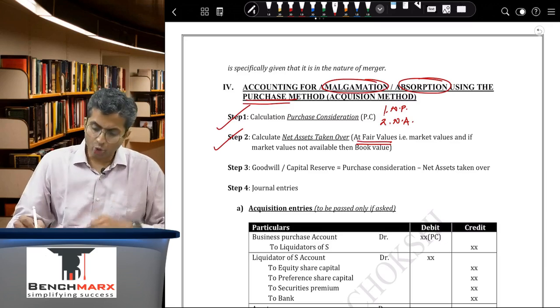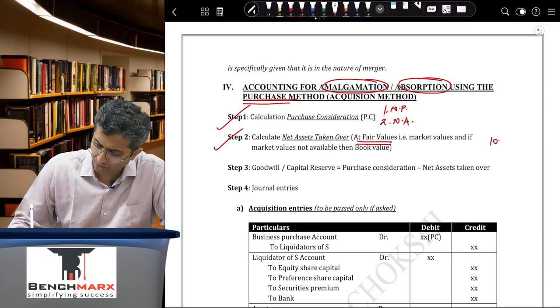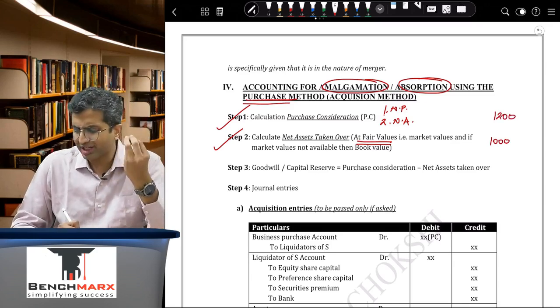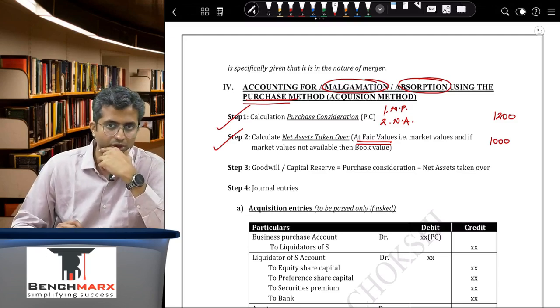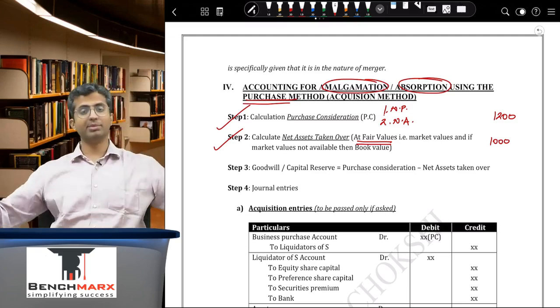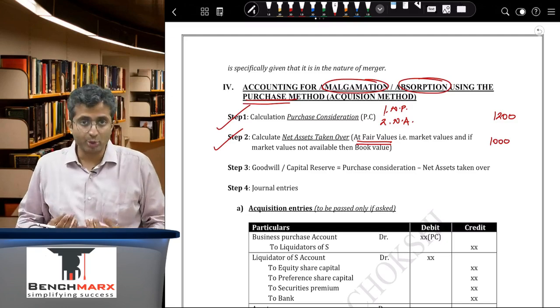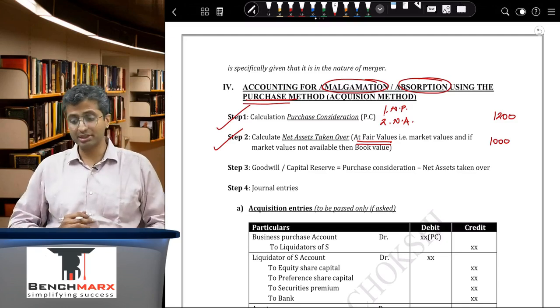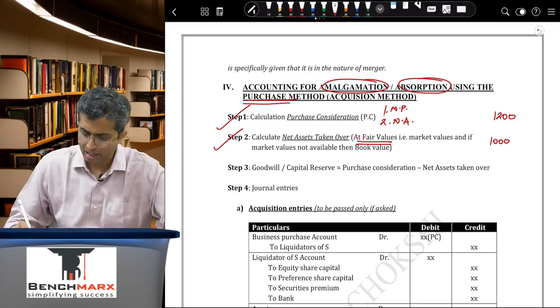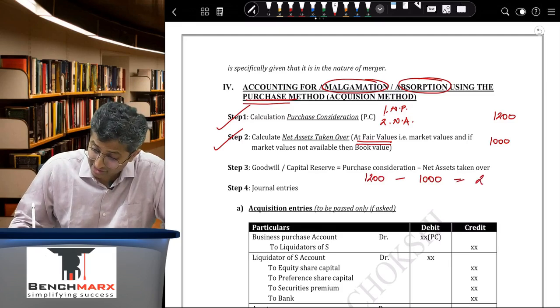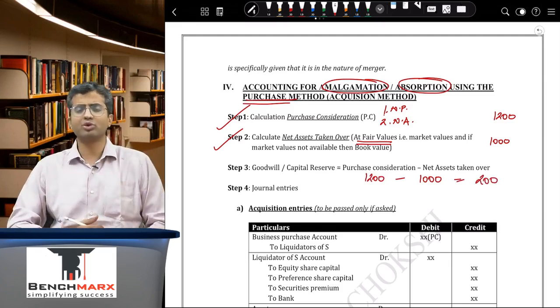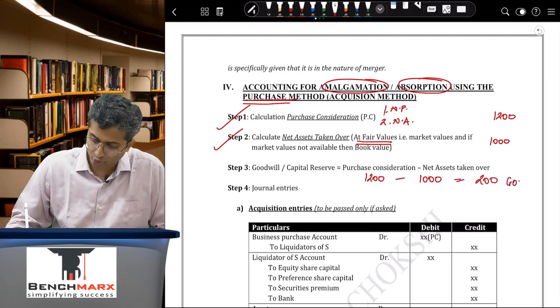Achha. Now let us say the net assets taken over come to 1000, whereas the purchase consideration is 1200. So you are agreeing to pay 1200 for something which is worth 1000. Why are you agreeing to pay 200 more? See, what you are acquiring is actually a business, and business does have goodwill, it does have reputation, and probably this 200 extra you are paying for goodwill. So in the third step, you compare the PC, which is 1200, with the net assets, which is, let us say, 1000, and hence there is a difference. This difference of 200, if positive, will be taken to goodwill.